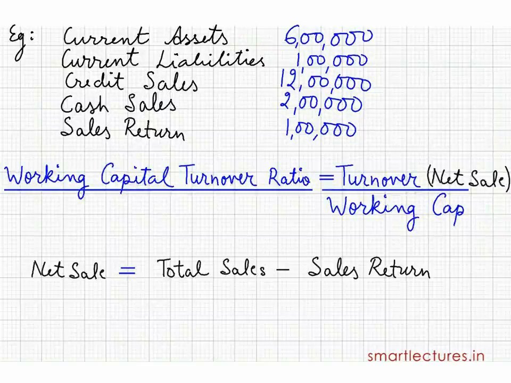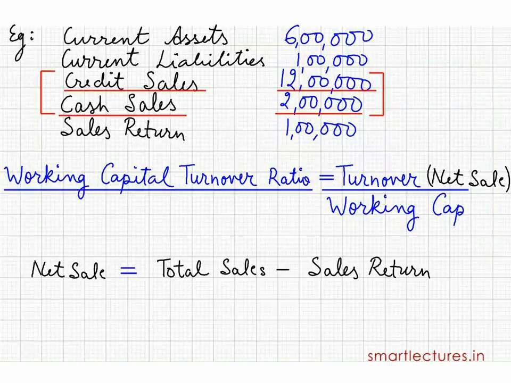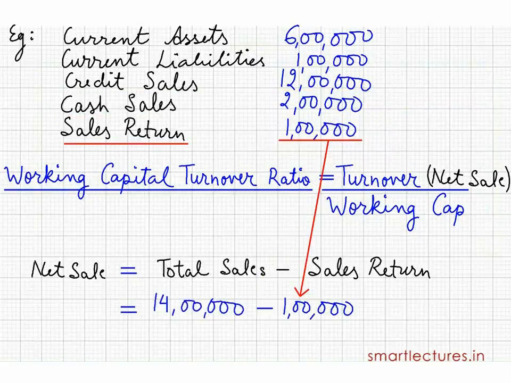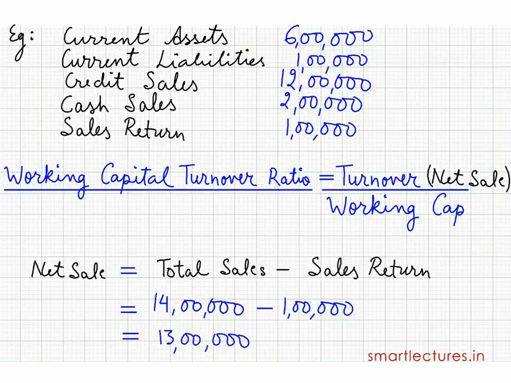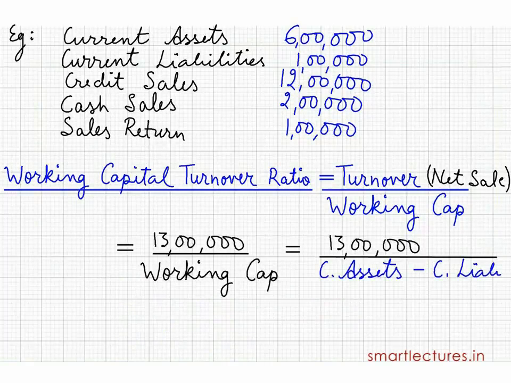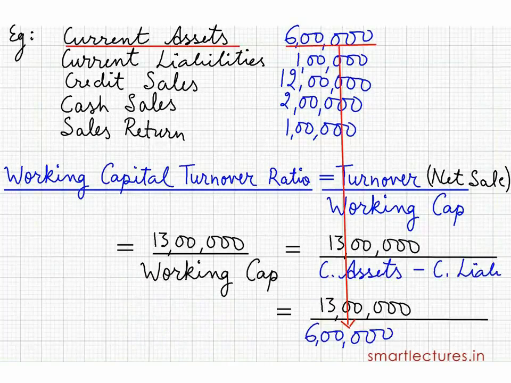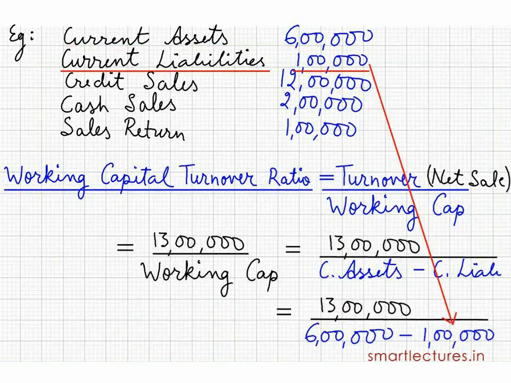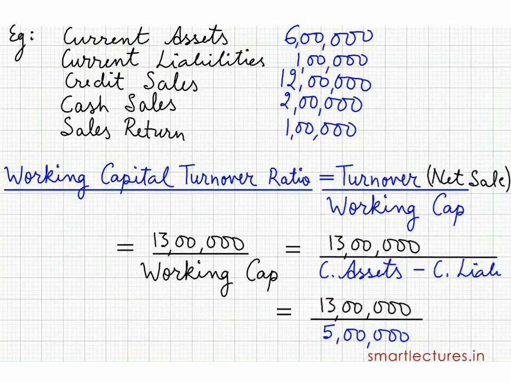Net sales means total sales minus sales returns. So total sales are 12 lakhs plus 2 lakhs, that is 14 lakhs, minus sales returns, that is 1 lakh, upon working capital. Working capital means current assets minus current liabilities. Current assets 6 lakhs minus 1 lakh. It means that will be equal to 13 lakhs upon 5 lakhs is equal to 2.6 times. It means the working capital turnover ratio of this company is 2.6 times.